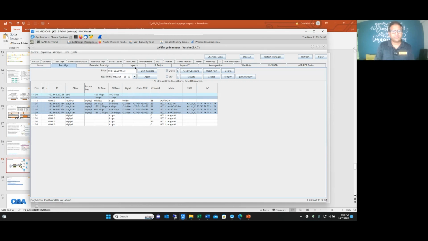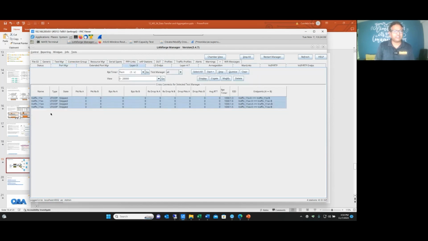Then when I run traffic, I set up individual traffic streams to each station. When I am running traffic to the 11A client, the legacy client, I'm going to start this traffic stream. Remember that 11A does not have aggregation, so we cannot do aggregation. We are getting about 27 Mbps throughput here, which is what is expected. It can do a maximum of 54 Mbps.